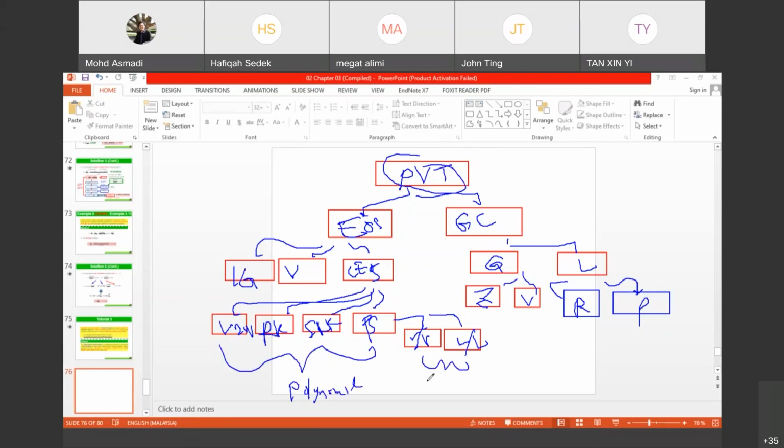This one you have to calculate Z. Okay, and then you have to use this one. PV equal to ZRT.